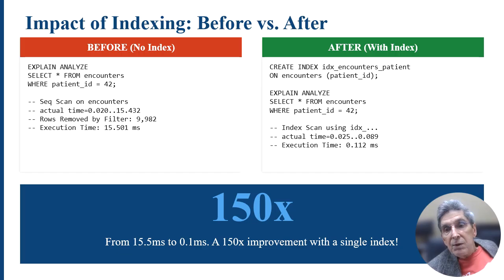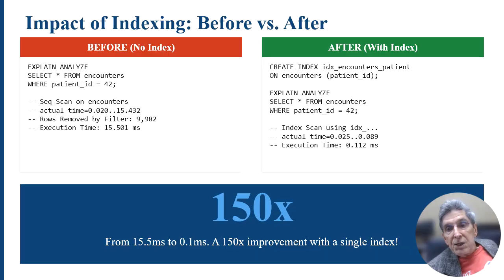On the right side, we create an index on encounters for patient ID and then run the same query. Now Postgres performs an index scan. The actual time drops to 0.089. Execution time down to 0.112. That's 150 times improvement from a single create index statement.